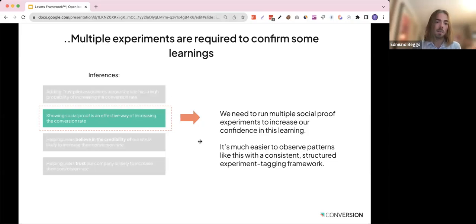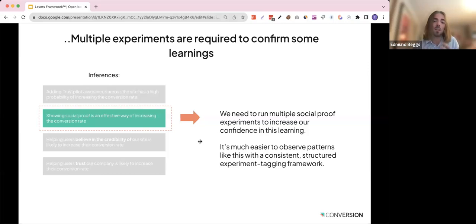If we're thinking about a claim like showing social proof is an effective way of increasing the conversion rate on this site, even, but particularly if we wanted to broaden it out to be about the industry or about CRO more broadly, we need to run multiple social proof experiments in order to increase our confidence in this learning. And it's going to be much easier to observe patterns like this with a consistent structured tagging framework. We want a common vocabulary, a common system of concepts that can allow us over time and even between different practitioners and programs to accumulate relevant data.